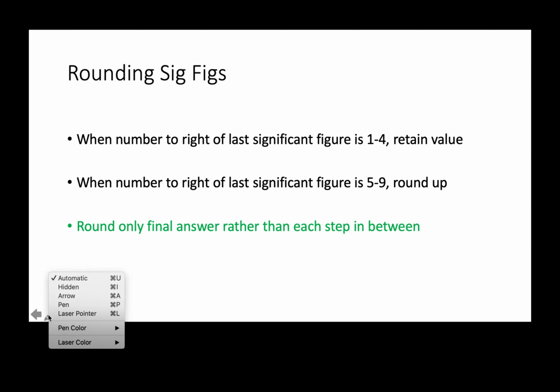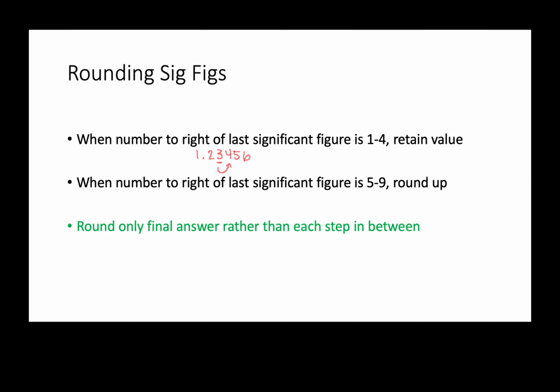So imagine that we did our calculation and we ended up with the number 1.23456. And imagine that the last significant digit is this 3. So we want to round to the hundredths place. To figure out what to round to, we look to the number to the right. Because the number to the right of the last significant figure is a 4, we're going to retain that 3. So to round that number, we would write 1.23. And that would be our value.